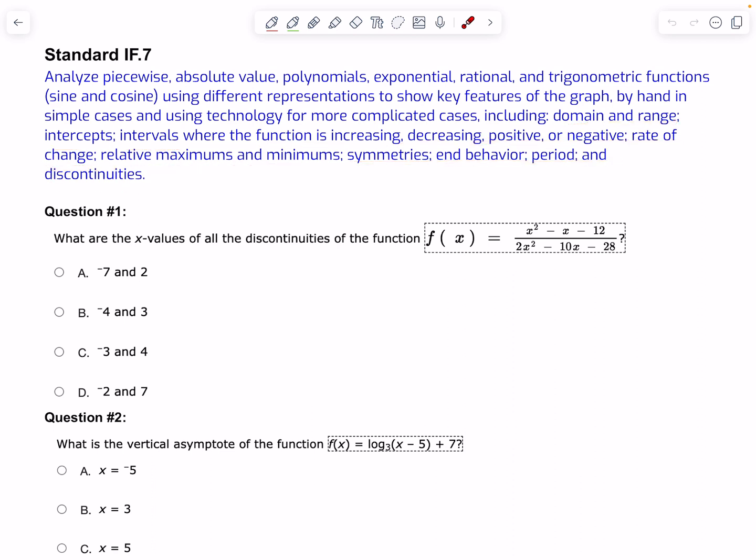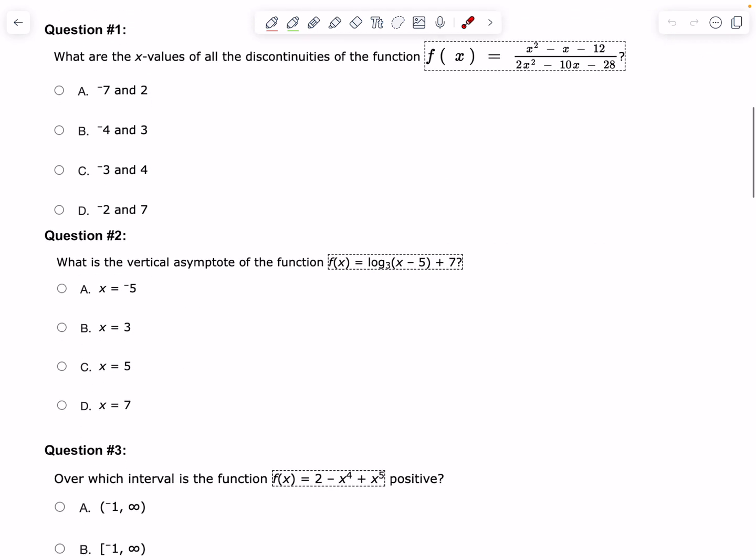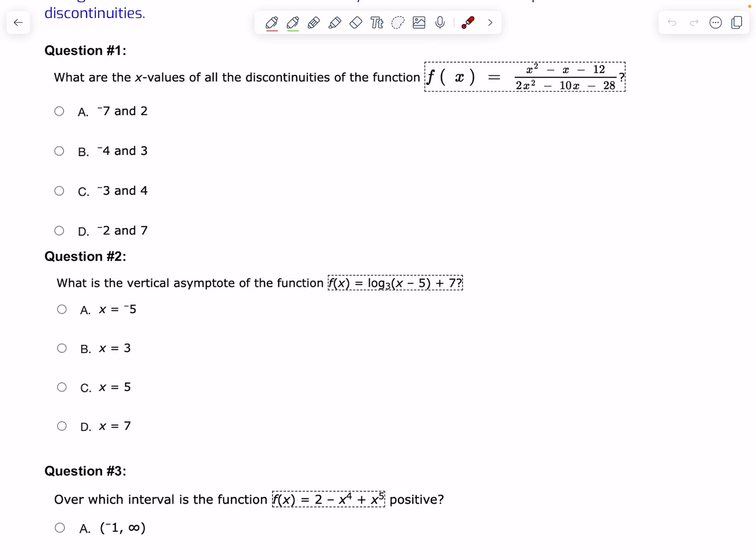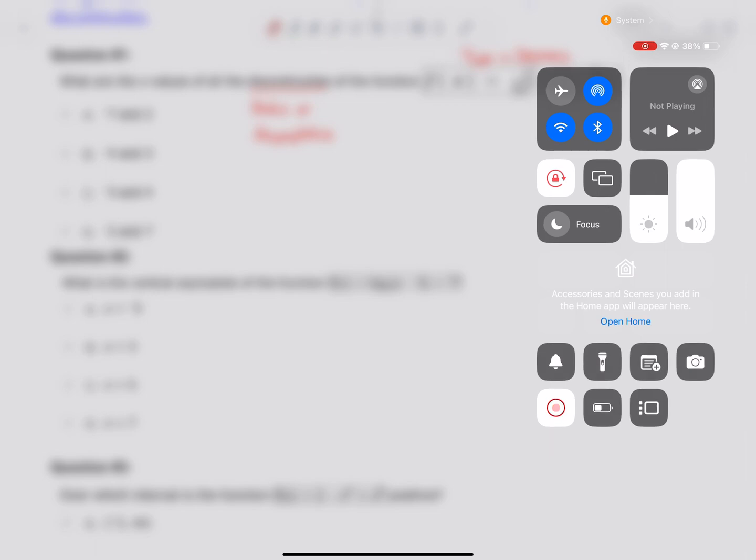So this standard has a whole lot of stuff involved. But let's look at a couple of examples for this one. Question number 1 says, what are the x values for all of the discontinuities of the function? We've talked before about how discontinuities mean there are either holes in the graph or asymptotes on the graph. So what I would recommend is we type it in Desmos and take a look at what's going on. Does it look like asymptotes or holes or a combination of the two?